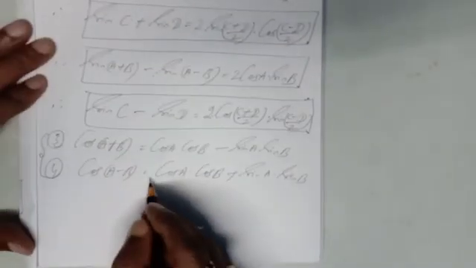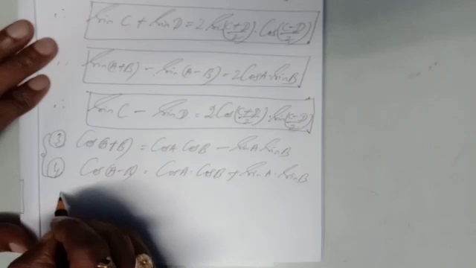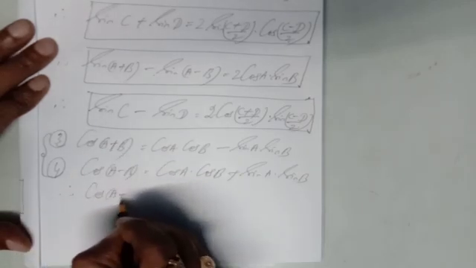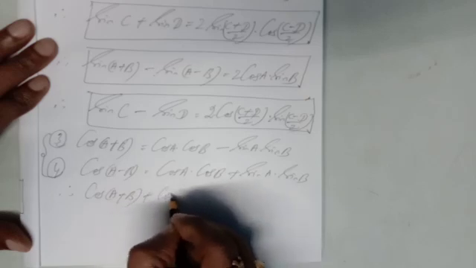Okay. These two formulas will remain. This is for cos, and if we add, what will we get here? By adding, you will get cos a plus b plus cos a minus b.